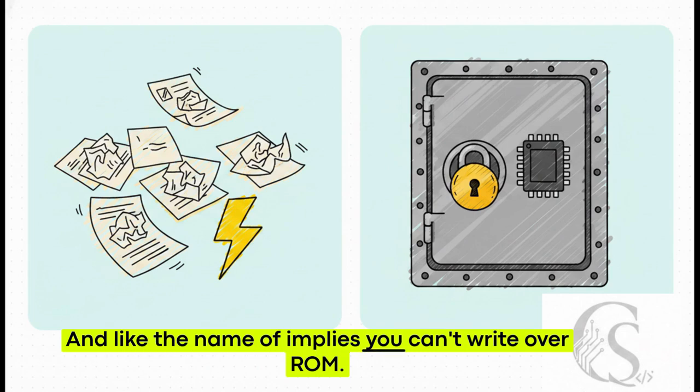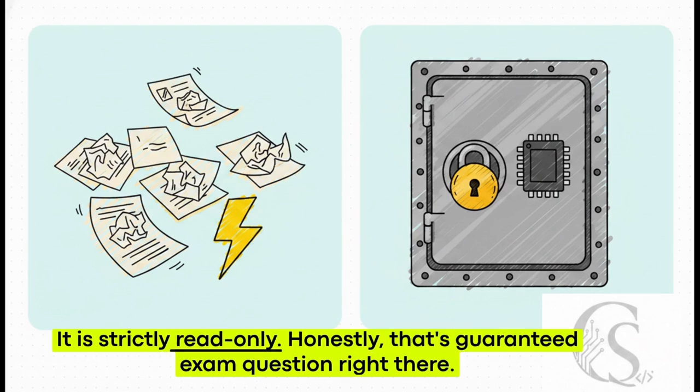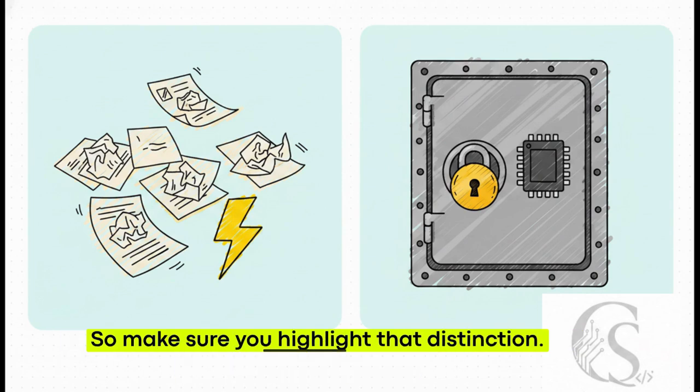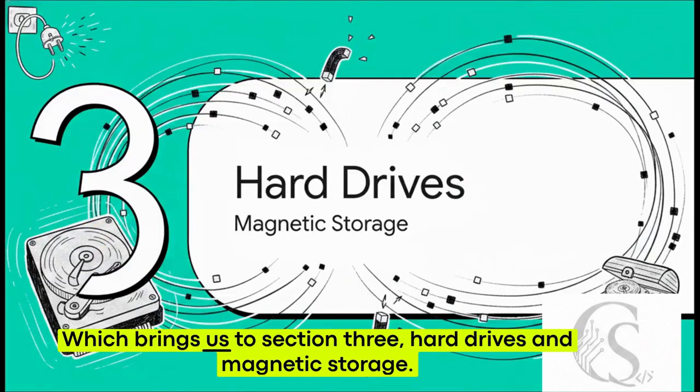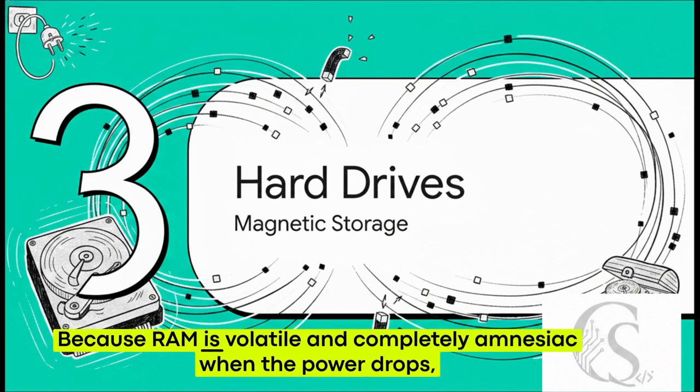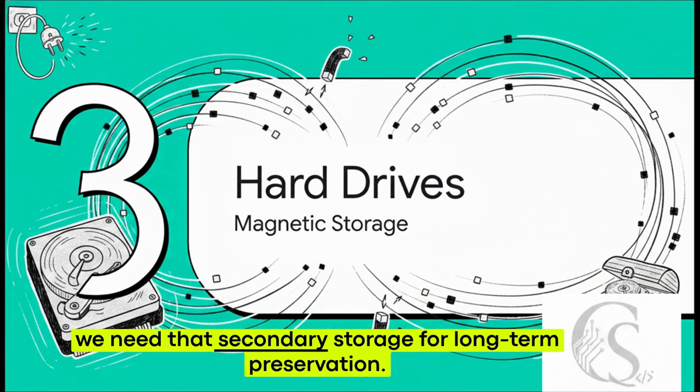And like the name implies, you can't write over ROM, it is strictly read-only. Honestly, that's a guaranteed exam question right there, so make sure you highlight that distinction. Which brings us to Section 3, hard drives and magnetic storage. Because RAM is volatile and completely amnesiac when the power drops, we need that secondary storage for long-term preservation.